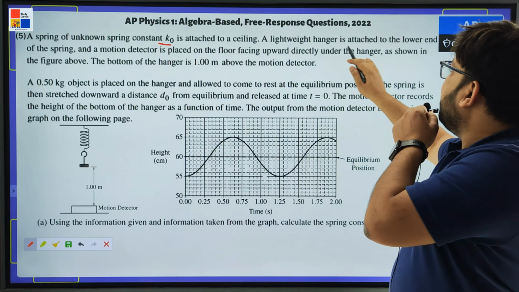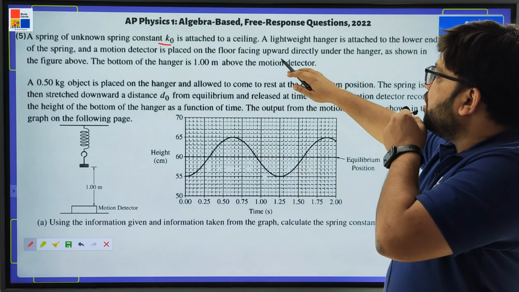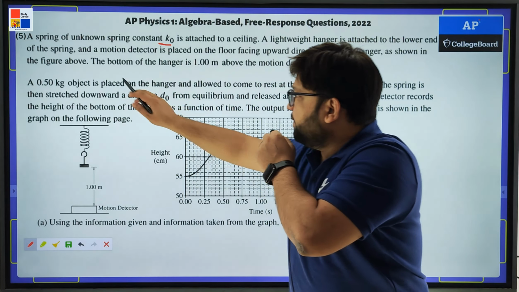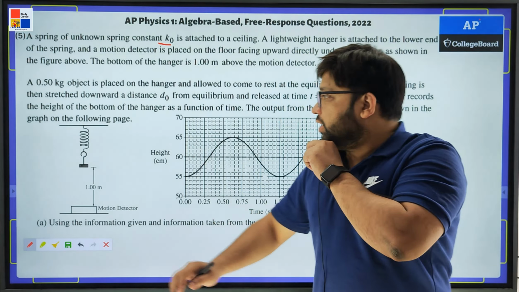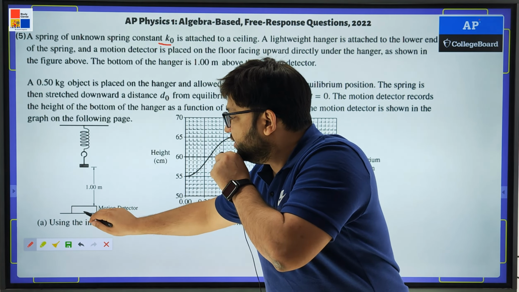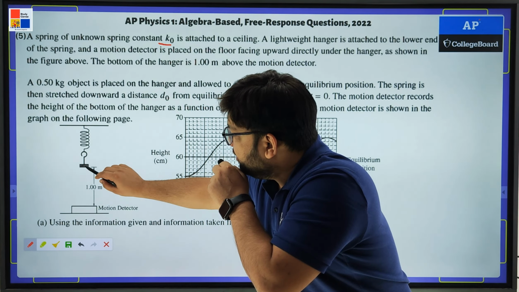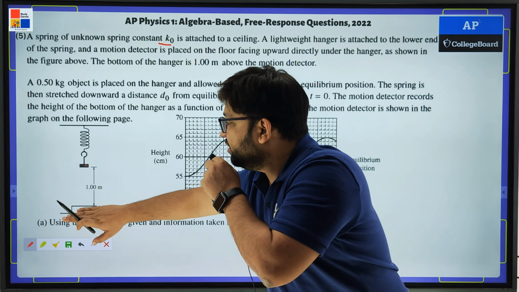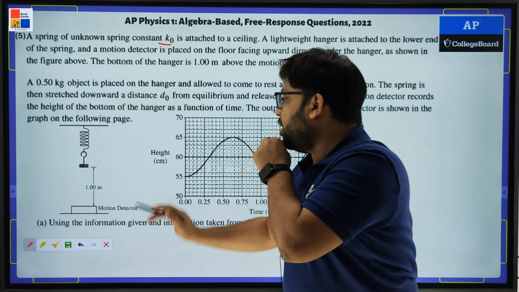A lightweight hanger is attached to the lower end of the spring and the motion detector is placed on the floor facing upward direction under the hanger. The bottom of the hanger is 1 meter above the motion detector. So this is the motion detector kept here and it measures this object here. Whatever is the height of the object from the detector, it will be measuring that and recording that.